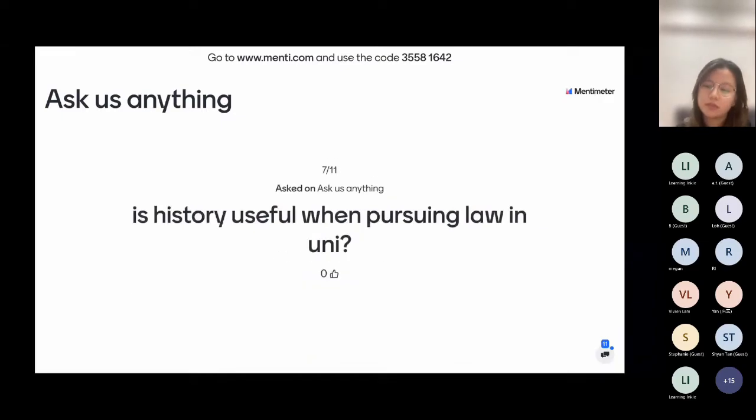Is history useful when pursuing law in uni? I'm not doing law, so I can't really say much about it. But I guess since history is a very essay-based subject, that aspect of history will be useful when you are pursuing law, since you will have to write a lot of essays when you're studying law as well. And history might also be useful when it comes to the analysis portion, since you have to analyze different types of sources.